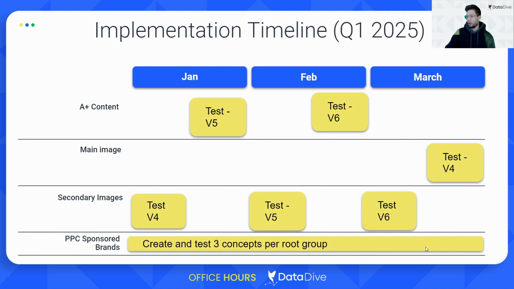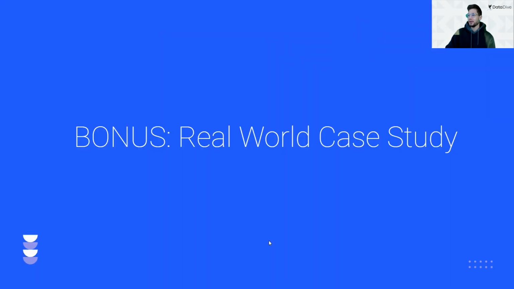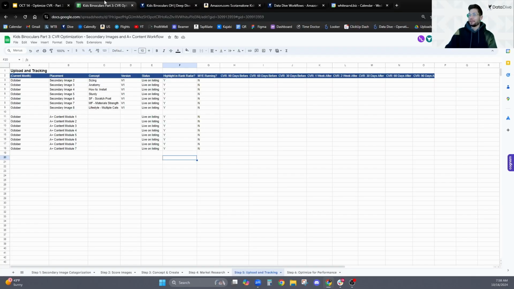We're also always testing new sponsor brand video. Okay. Got to go back into the worksheet for 1 second. So this is the step for upload and tracking. Basically, you're saying, hey, we're here in our current month.